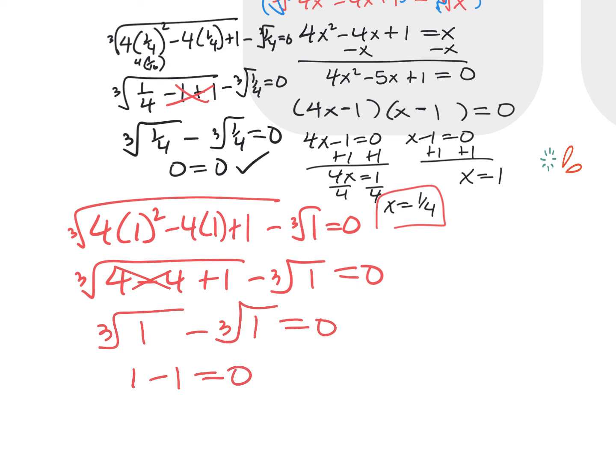But again, same idea here. If you're subtracting the same radical by the same radical, it's going to cancel and become a 0. So this one checks as well. So 2 solutions, and they both work.